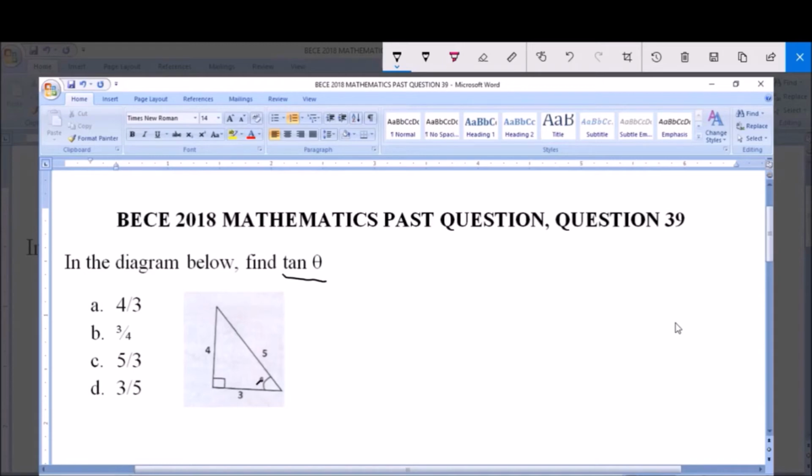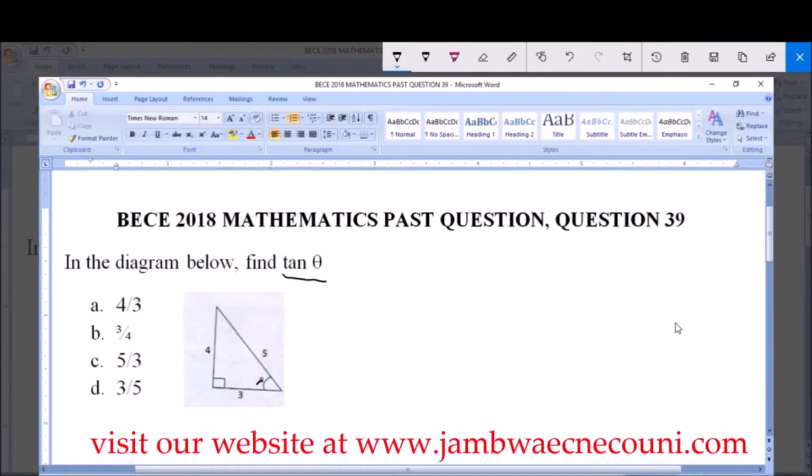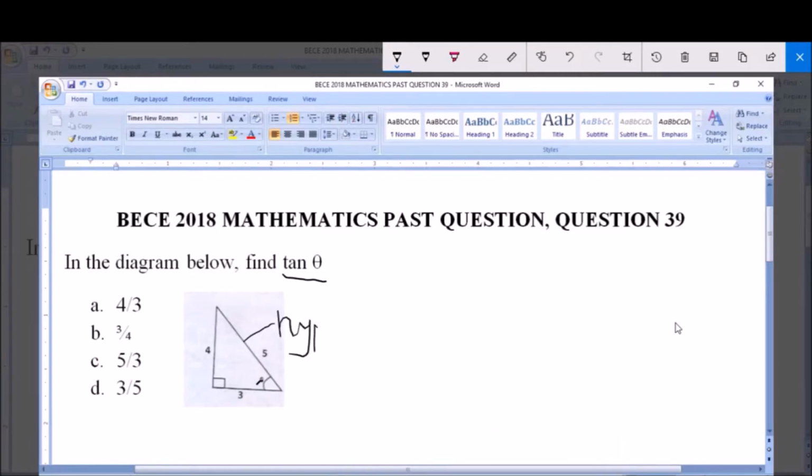And you know that when you have a right angle triangle, there are three sides of the right angle triangle with respect to this angle theta here. We have the hypotenuse, this is the hypotenuse. We have the adjacent, this is the adjacent. Then we have the opposite, that is opposite to the angle, this is the opposite.